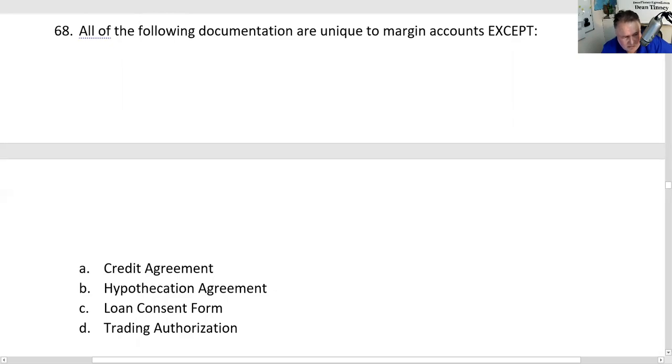And then we ask him, can we lend your securities to our other customers who wish to go short? That's called the loan consent form. By the way, the credit agreement is mandatory, the hypothecation agreement is mandatory, and, test question, the loan consent form is optional. So D is not unique to a margin account. A, B, and C most certainly are.